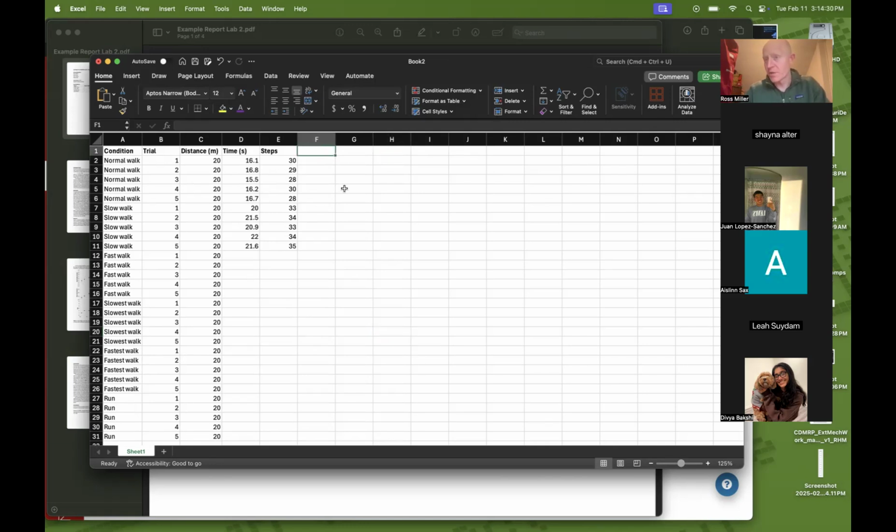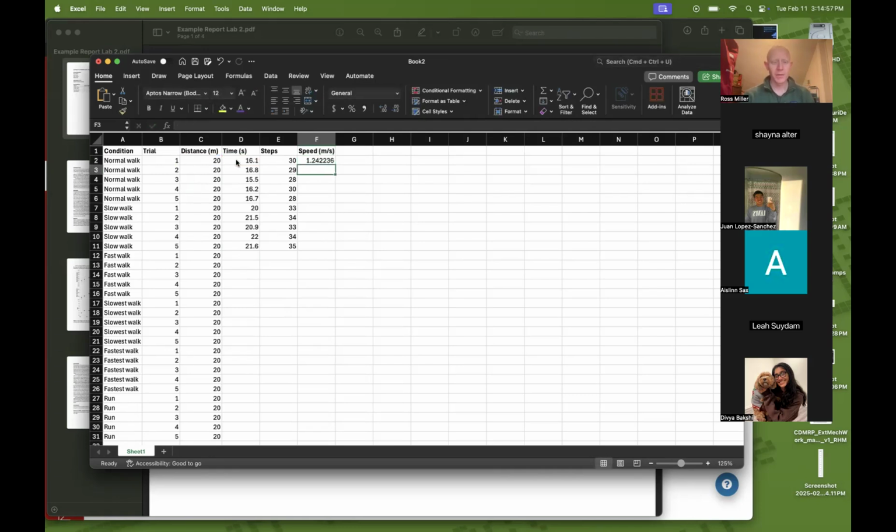So the first more interesting thing you want to calculate is speed, and that'll be in meters per second. And you'll calculate this for each one of your trials. So each of these 5 trials in each of these 6 conditions. And speed is just simply equal to the distance that you covered in that trial divided by the time that it took you to cover it.